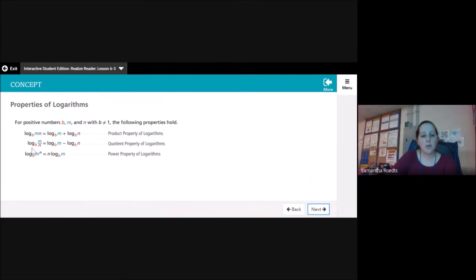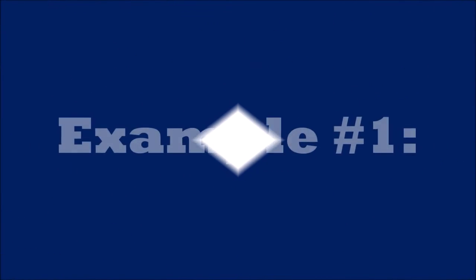For the quotient property of logarithms, log base b of m divided by n equals log base b of m minus log base b of n. Okay, so when I multiply, I can add, and when I divide, I can subtract. And you have the power property of logarithms. So I'm raising a log to a power. So log base b of m to the nth power equals n log base b of m. So you're bringing that n down in front.